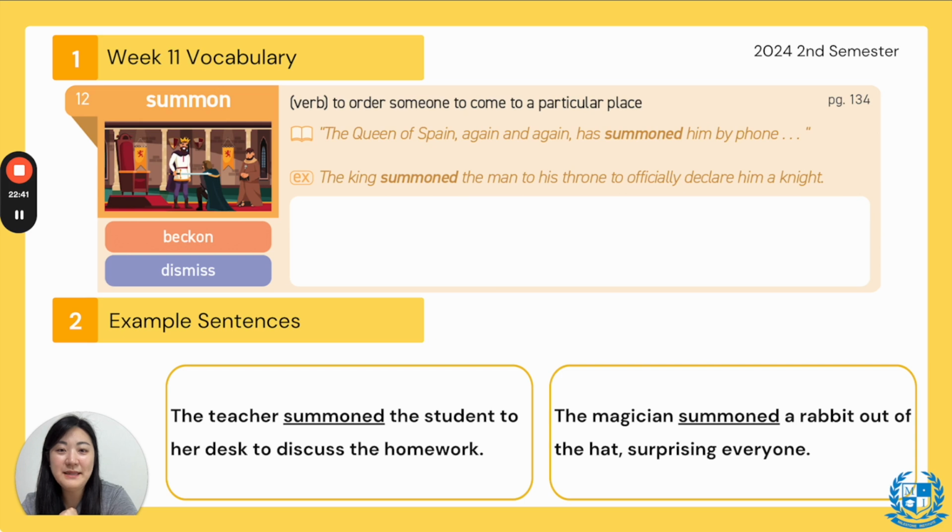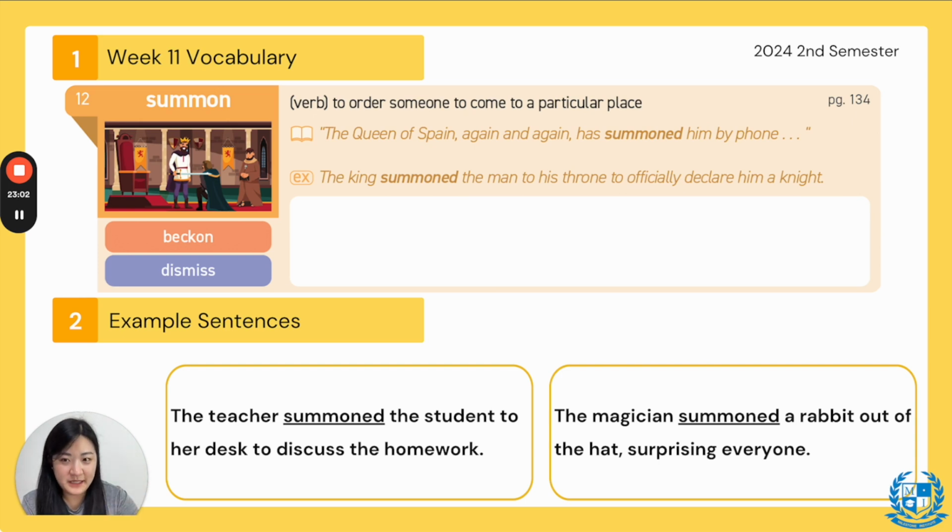The king summoned the man to his throne to officially declare him a knight. So the king says, come here, young man. And then he summoned him. He says, you are now a knight. You are now of more royalty than you were before.